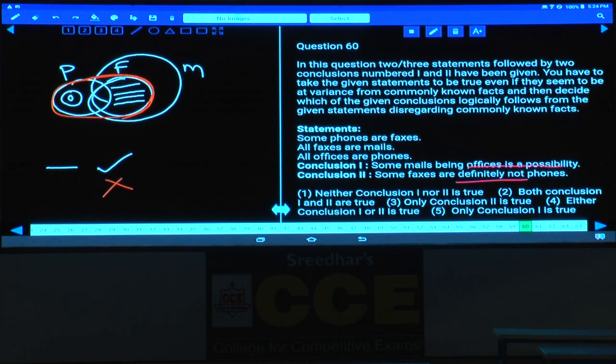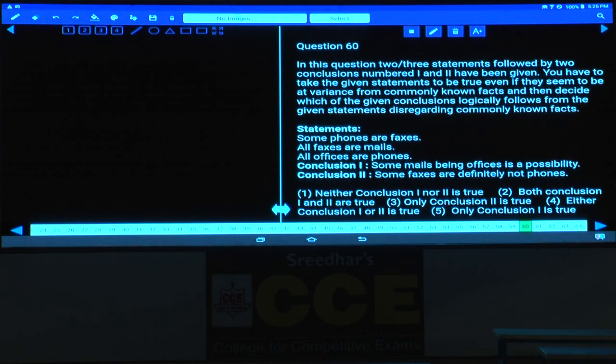Then coming to the first one. Some mails or offices is possible. Some mails or offices is possible or not? Mail is here. Now tell me whether I can extend my office like this or not. If we extend my office like this, some mails or offices is possible. Then what is your answer here? Only conclusion 1 is true. As only conclusion 1 is true, choice 5 is the answer. Done with this? Now this is about question number 60. Then 61.